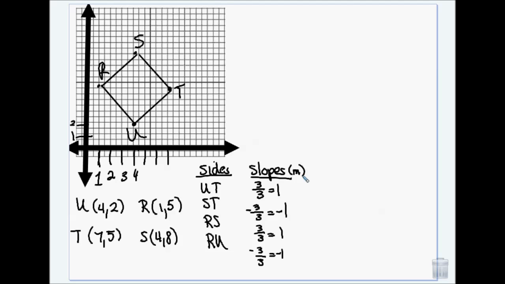So what do you guys like, 4-2 or 7-5? All right, we'll go with 7-5. So the equation for UT is going to be y minus y1 is equal to m, UT is a 1, times x minus x1, so that's a 7. So that's going to be y minus 5 is equal to x minus 7.